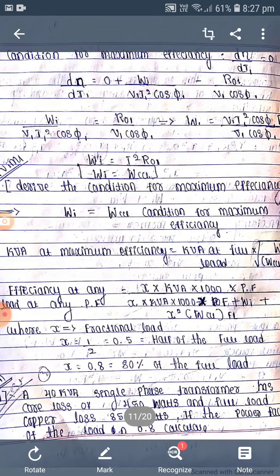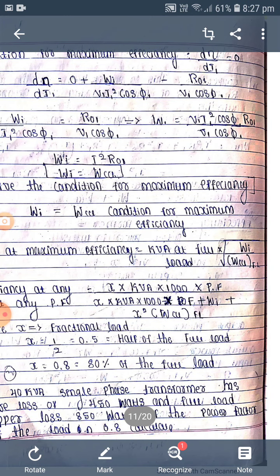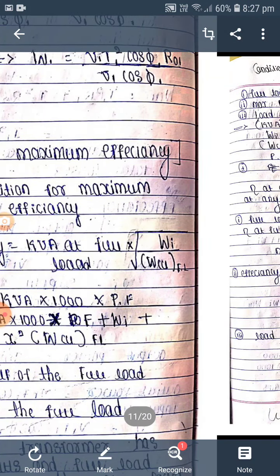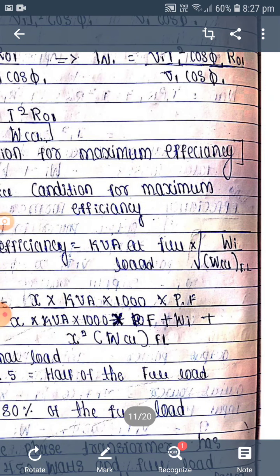And remember this equation, the KVA formula. KVA at maximum efficiency is equal to KVA at full load into square root of Wi by WCU full load. Remember this equation. You will get problems on this.